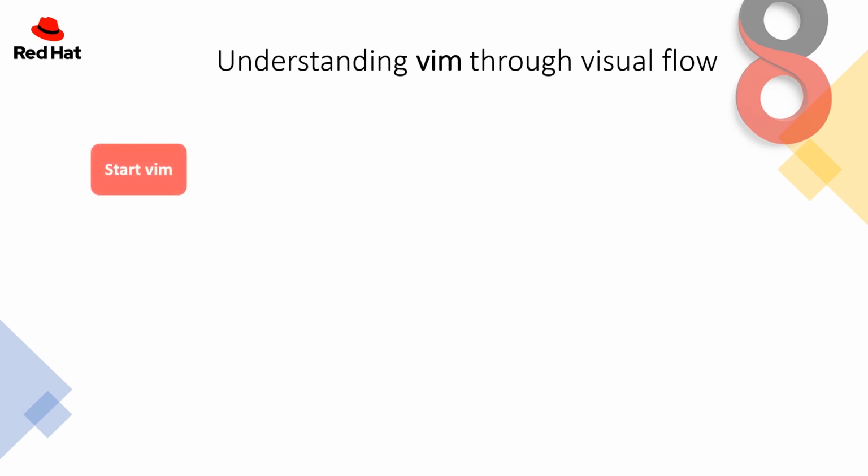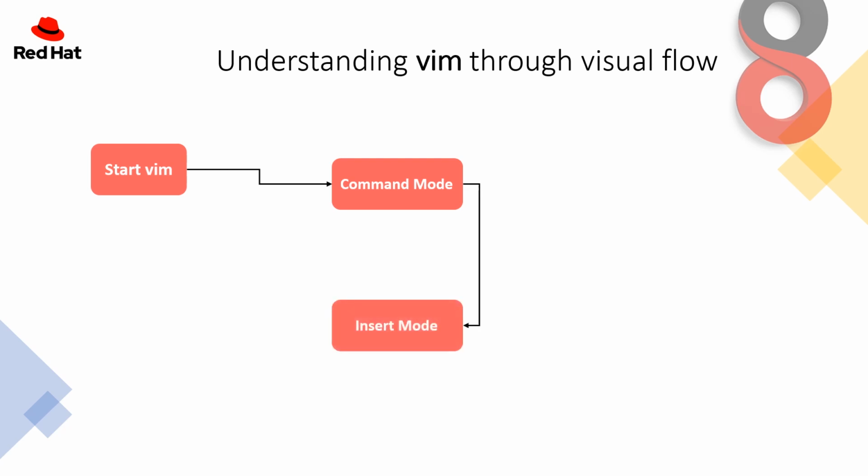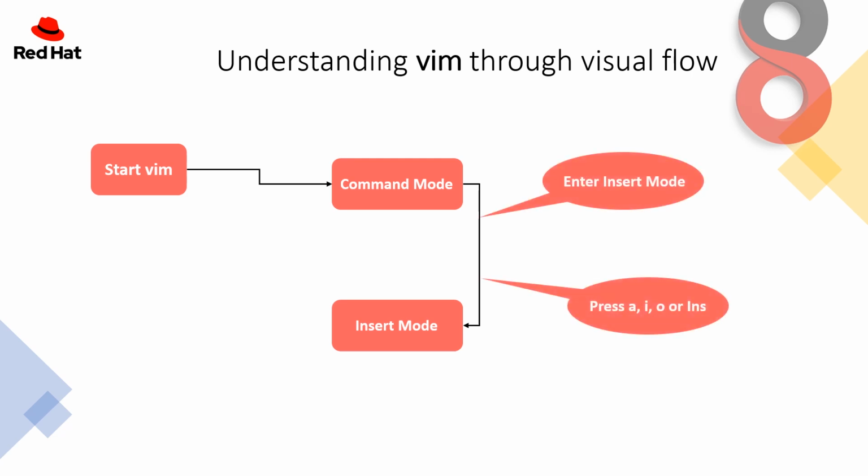So, if you start with Vim, you will get into command mode. You cannot start typing text in the command mode. You need to get into insert mode, also known as input mode. And in order to enter the insert mode, you can press A, I, O or the insert key. This is also typical for Vim and VI. Often there are multiple ways of getting things done.